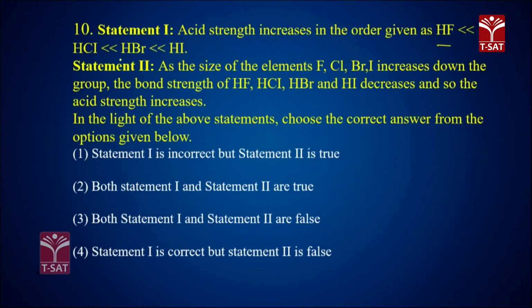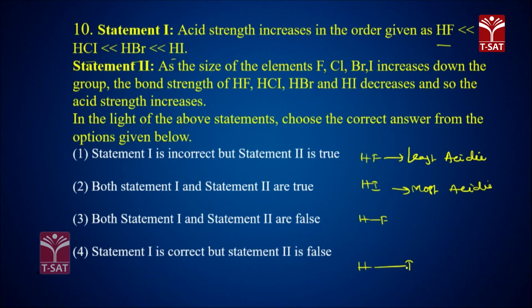Next, see the 10th question. Acidic strength in the order given as HF, HCl, HBr, HI. He is telling that HF is least acidic and HI is most acidic. Is it correct or not? Yes, it is correct, because in HF the bond length is very less, but in HI the bond length is very high. HI can be broken down very easily and loses H plus ion very easily. And something losing H plus ion very easily is more acidic, right? So that is what he is saying.